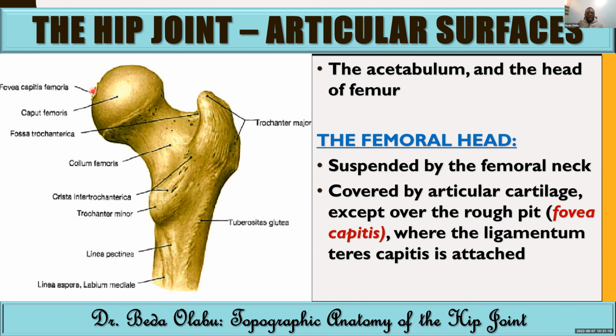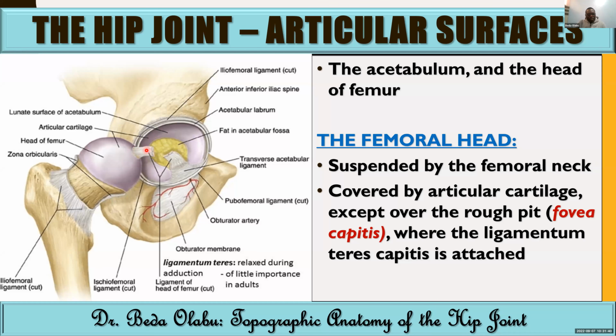It represents the region where a ligament attaches. That ligament is called the round ligament of the head of femur, or ligamentum teres capitis. Great. This is the ligament that I'm talking about. Ligamentum teres capitis femoris, round ligament of the head of femur. Partly attaching from the acetabular notch and also some part of the fossa, and then attaching to the fovea capitis.